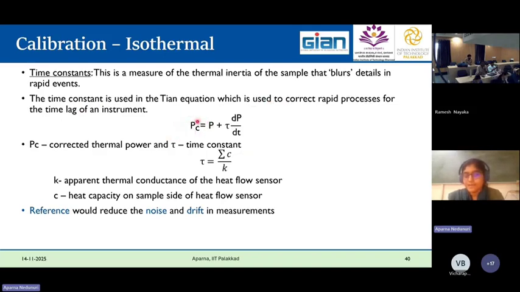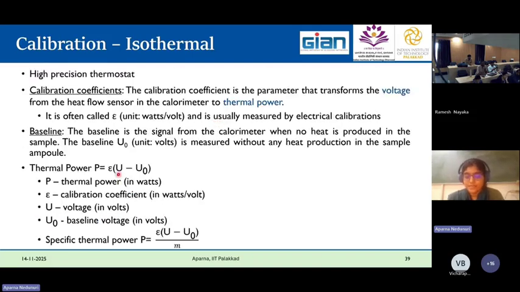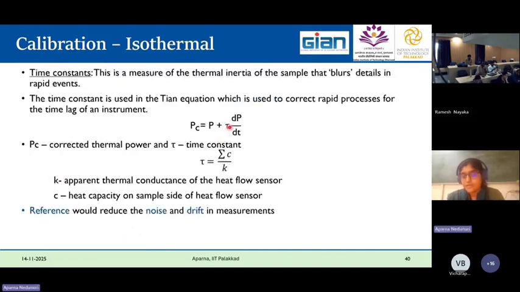This is corrected in this form. Pc is the corrected thermal power. P is the thermal power which we get after baseline correction, this one that we are talking about, plus tau times, where tau is the time constant. This was given by a person called Tian, so this equation is also called the Tian equation. Time constant times the change of thermal power with respect to time. That is what we do.